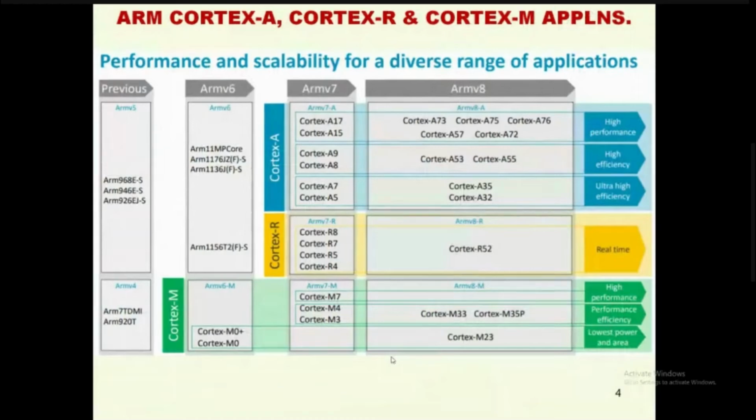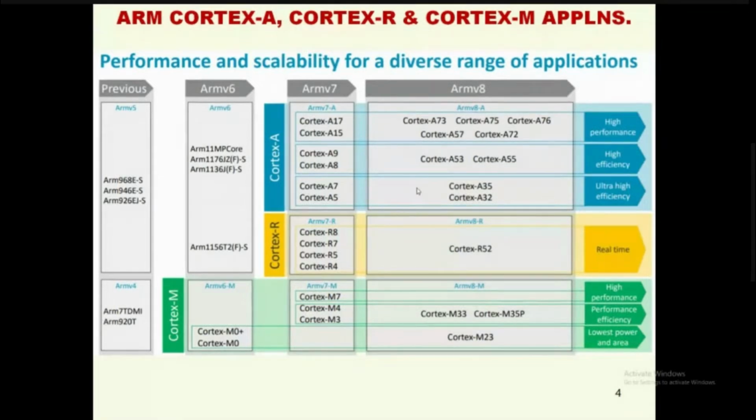This is the pictorial representation of ARM Cortex-A, R and M. Cortex-A series are available in the top, Cortex-R series are available in the middle, and Cortex-M series are available in the bottom. The green color are Cortex-M series, the yellow color are Cortex-R series, and the blue color are Cortex-A series. Whenever we are going from left to right, the complexity increases.